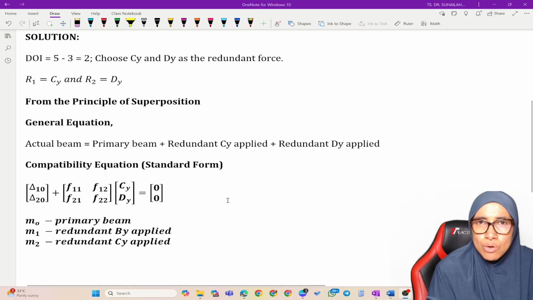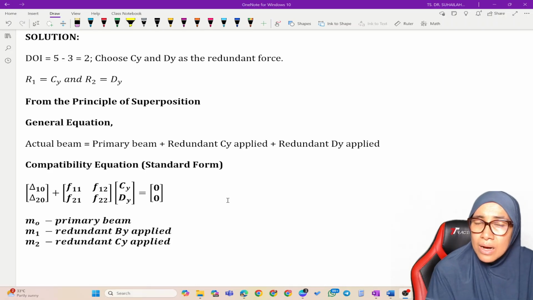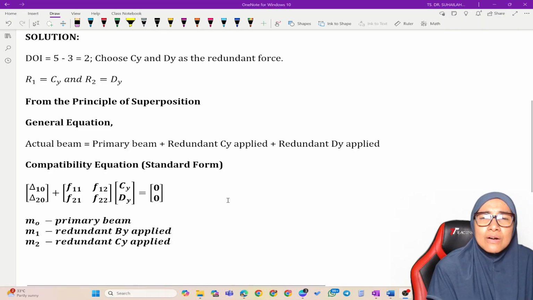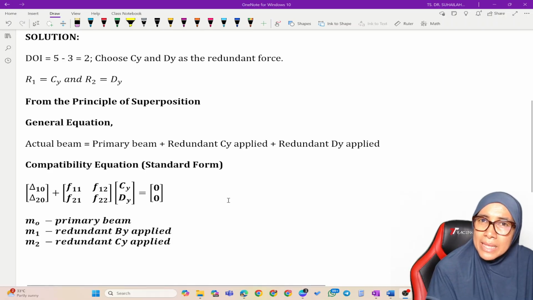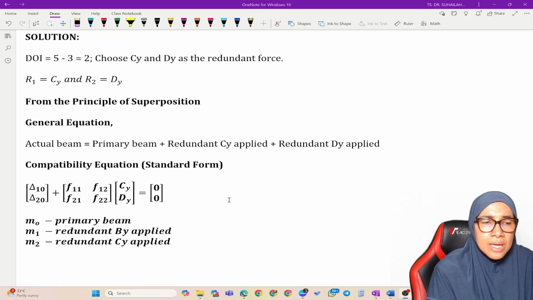Okay, and as I have shown to you, we have already derived the compatibility equation from the principle of superposition in my previous video. So after understanding the procedure, now we can straight away write the compatibility equation by always remembering the general equation. Okay, so we will write the compatibility equation, which is actually based on displacement at redundant position. It is displacement at redundant position in each system.